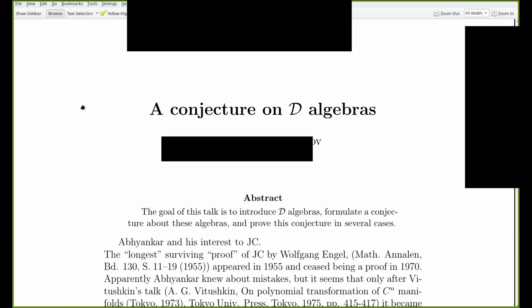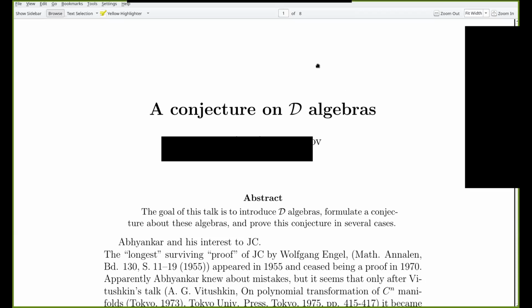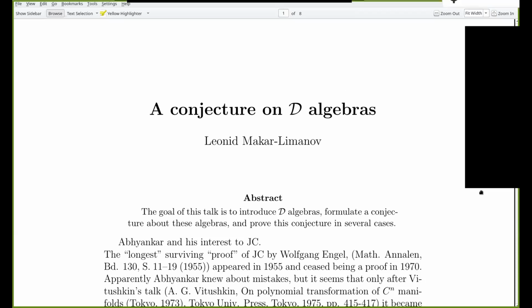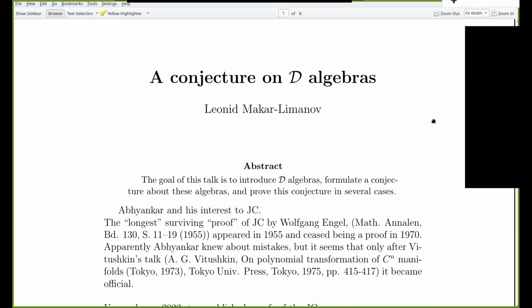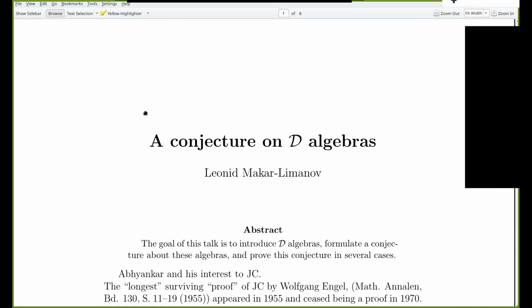Yes, we can see your screen. Wonderful, I'm so happy. Okay, so first of all, I met Professor Abhyankar quite some time ago, and I can agree with the previous speaker that Ram's vision of mathematics was very unusual and very interesting.